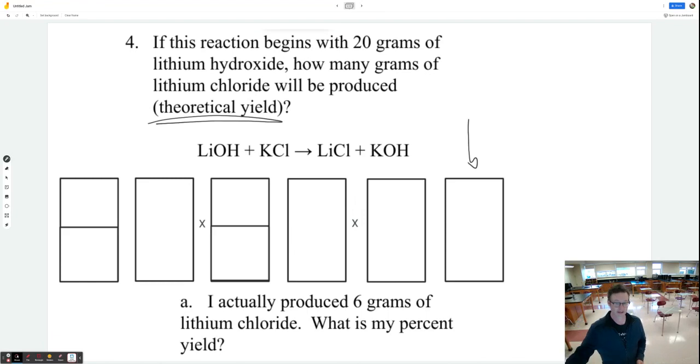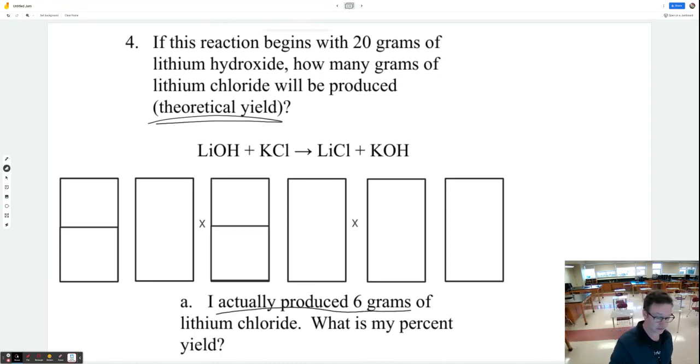We haven't called it that in these problems yet because we aren't doing anything other than trying to find it. But now that we want to find a percentage, we need to know the theoretical yield, which is what the boxes will tell us, and then also the actual yield, which is given to us down here. So we have to do that at the end. First, we need to calculate the theoretical yield based on the information we're given.